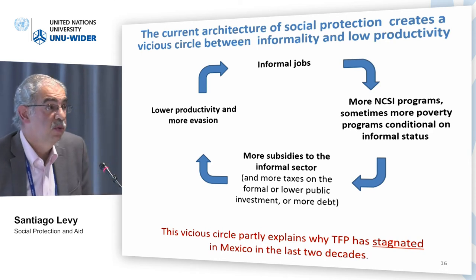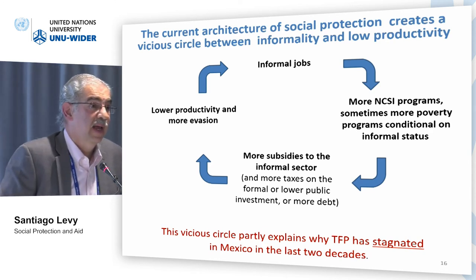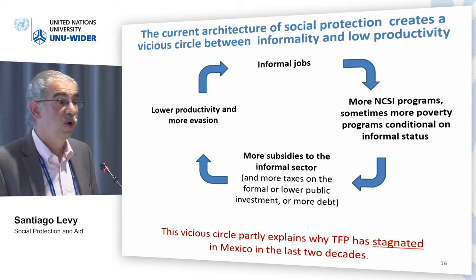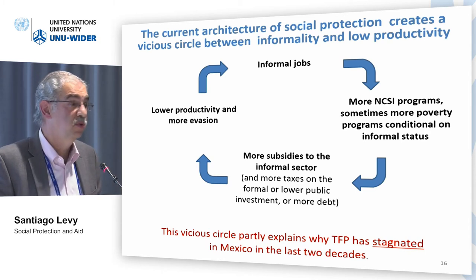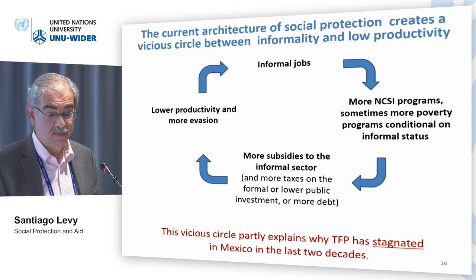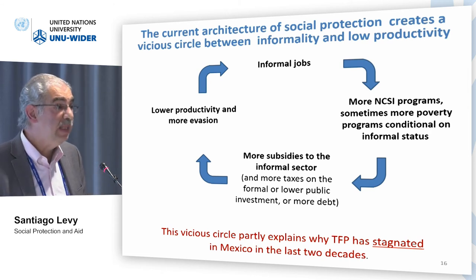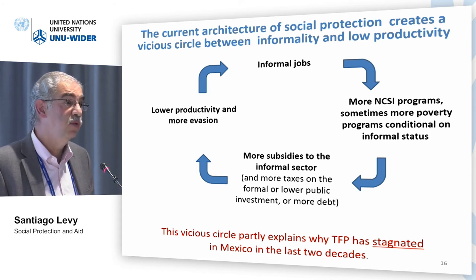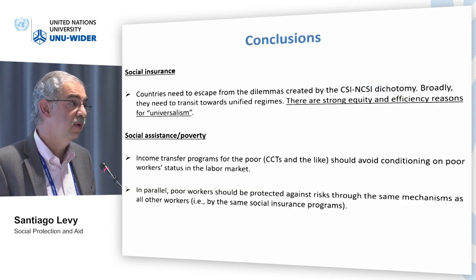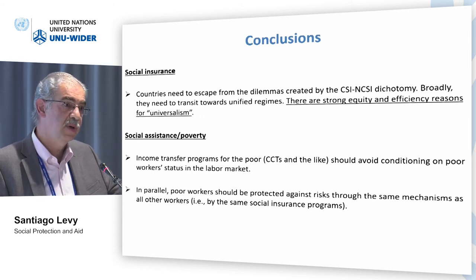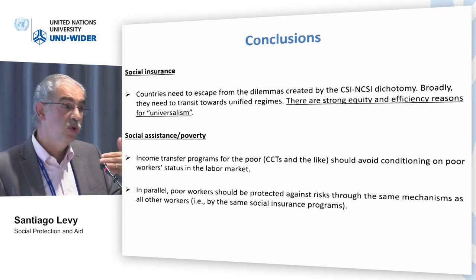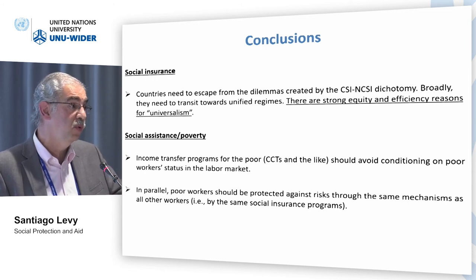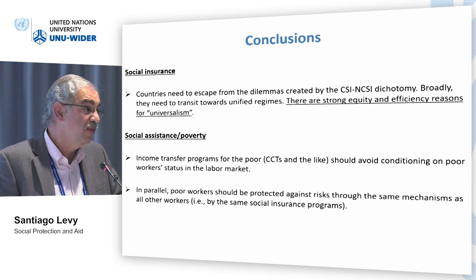So let me conclude a little bit. I think that in Latin America, and maybe this might be useful for some other countries in the world, this dichotomy between contributory and non-contributory social insurance is really bad. We really need to unify regimes, and we really need to transfer to universal systems. This, of course, has many fiscal implications, but I think the transit to universal social insurance is really essential from a social point of view, because the system is not efficient.